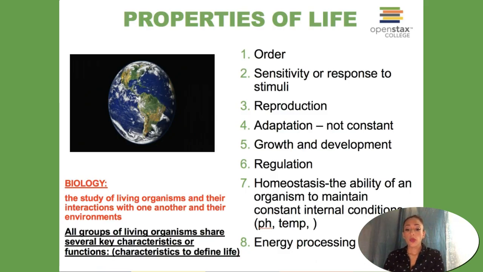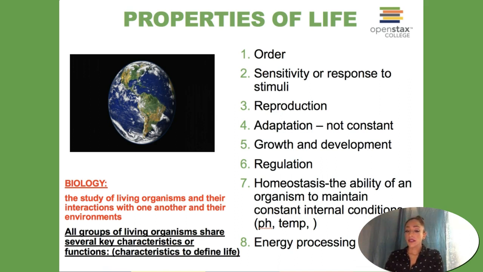So scientists came up with rules for things, and they describe these things to have properties of life. There's 8 properties of life, and things that they describe that are alive have to have these 8 properties, okay? Biology is the study of living organisms and their interactions with one another and their environments. All groups of living organisms share several key characteristics or functions, and these characteristics are used to define what is alive or not.